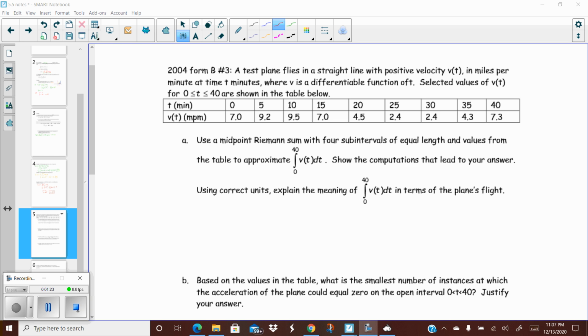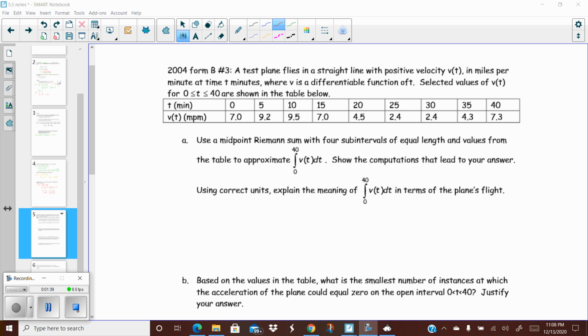But it says it's got positive velocity, so the velocity doesn't go negative according to this, which makes sense because, well, I guess you could have negative velocity if you turned around and flew backwards, but planes aren't going to fly backwards. In miles per minute, so at least the units are consistent.